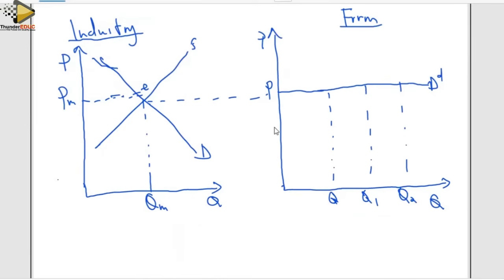What you must note also is any price above P, if they try to charge P1, revenue becomes 0. If they try to reduce price to P2, again, revenue will be equal to 0. Any price above or below the ruling market price is going to lead to a 0 revenue. That's basically how the businesses' demand curve is determined.